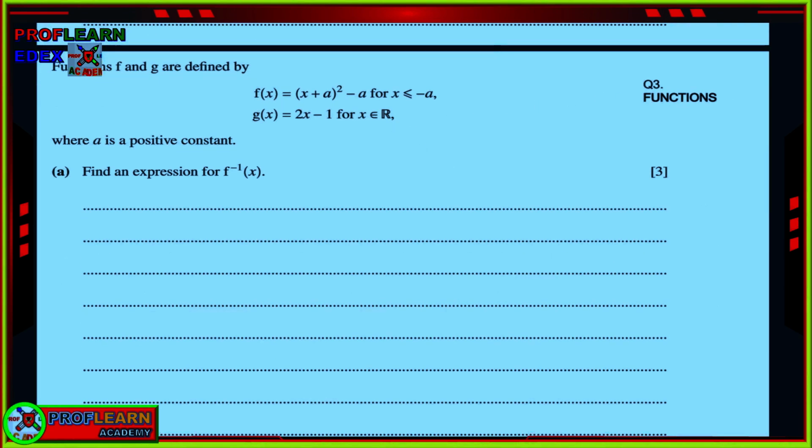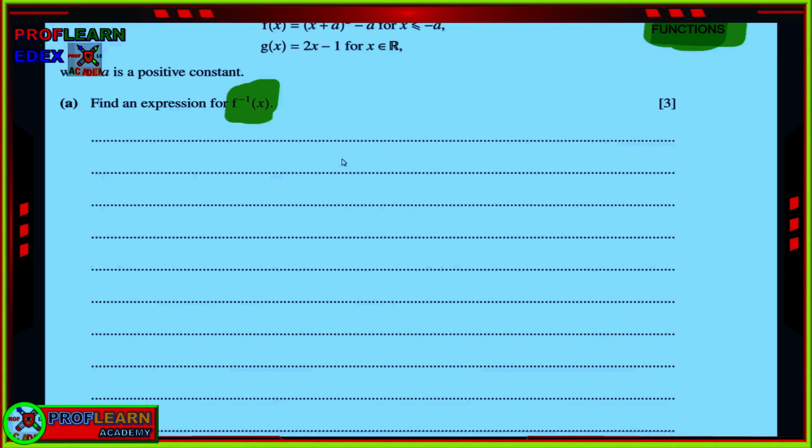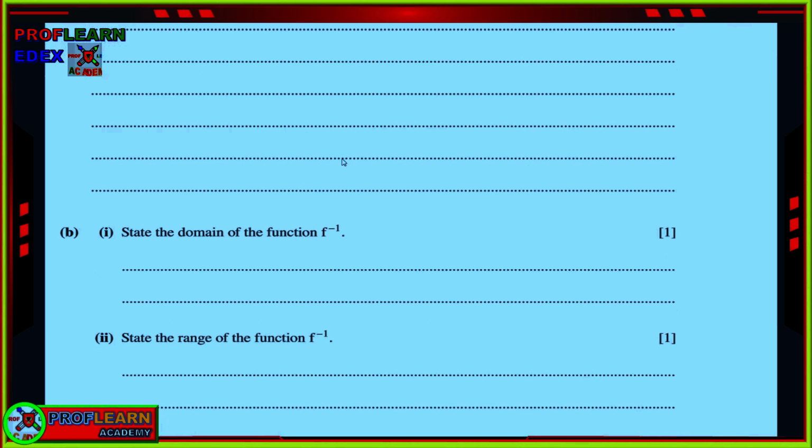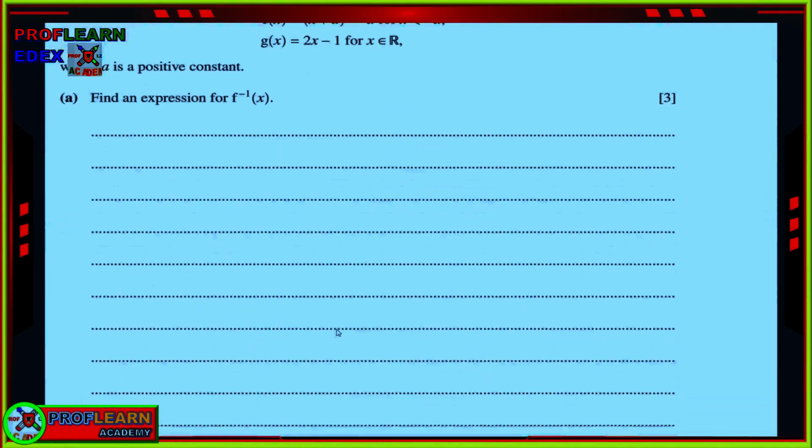Another area that is very likely to be tested is functions. Under functions, you'll be tested in composite functions. You will be tested on how to find the inverse of a function. And remember, for you to find the inverse of a function, it must be a one-to-one function. That's when an inverse can exist. On that same note, you may be asked something to do with the domain and also the range of the inverse function that we are provided here. So get ready for those kind of questions. And also you can check in the description. You can download this paper, you attempt it as you prepare for your exam.